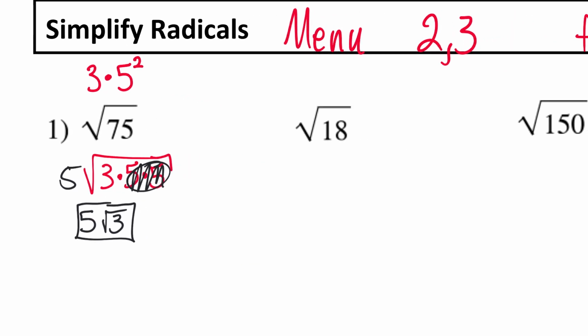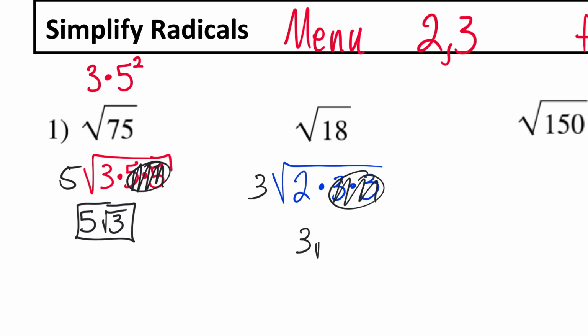Okay, how does 18 break down? A 2 and 2 3s. Okay, so we got a pair of 3s out here, so it's 3 square root of 2.